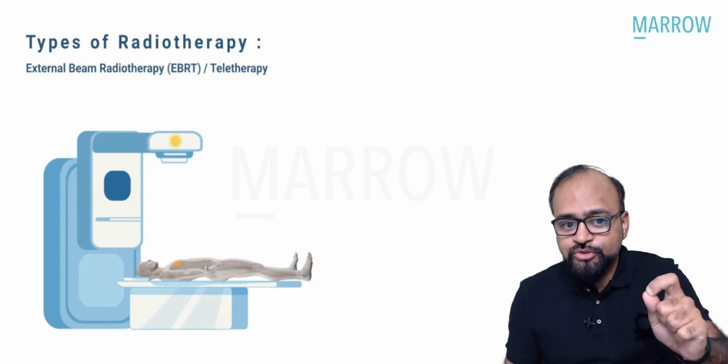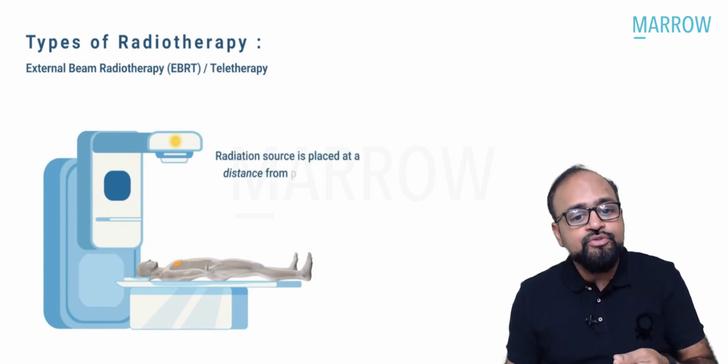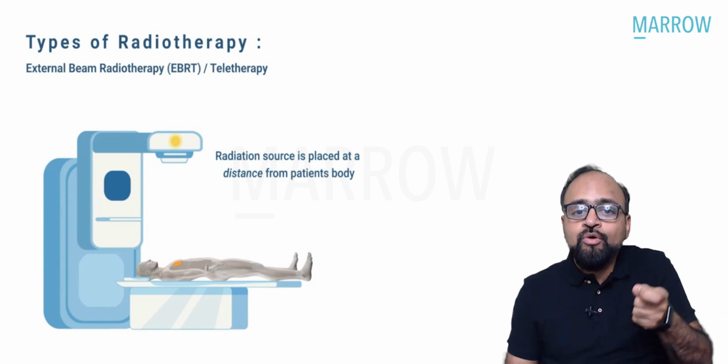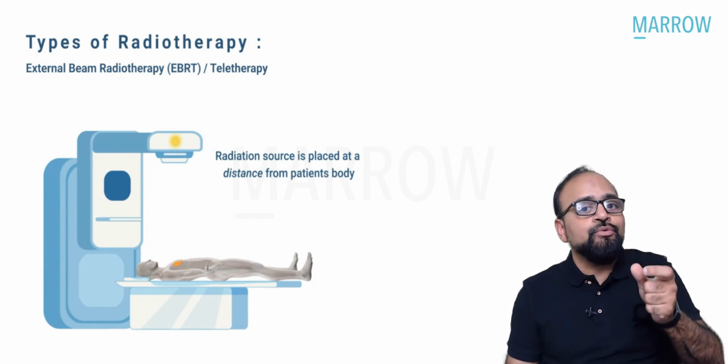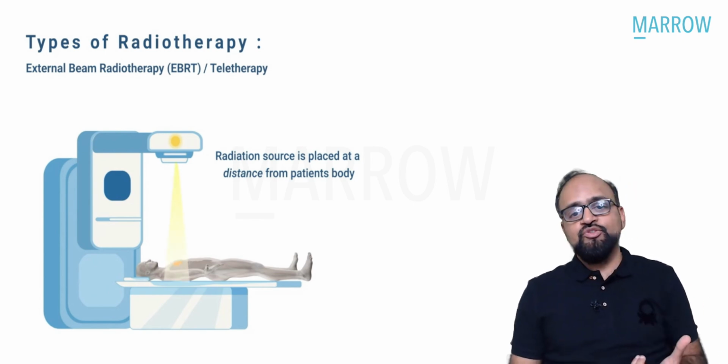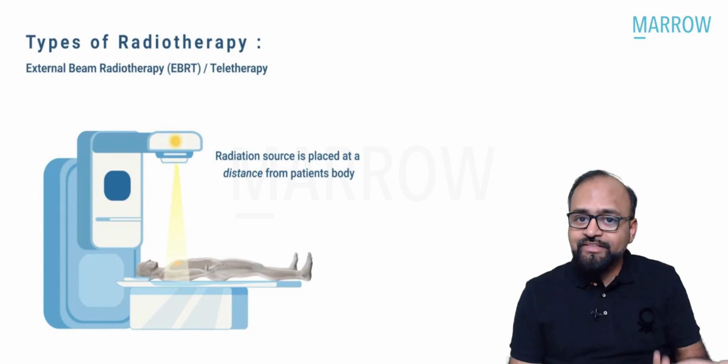There is a radiation source, as you can see here, within the machine. The radiation source is placed at some distance from the patient's body, right? A beam is going to come out from this particular site and enter the patient's body, and that is how the tumor is going to be irradiated. This is what is called teletherapy.